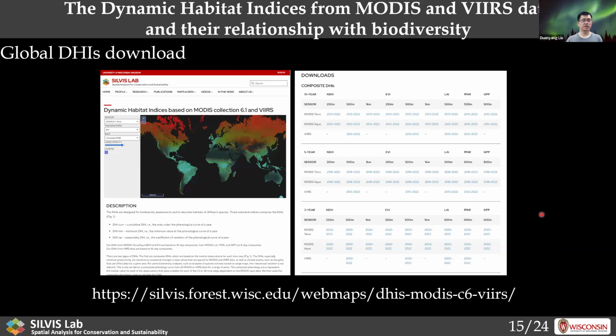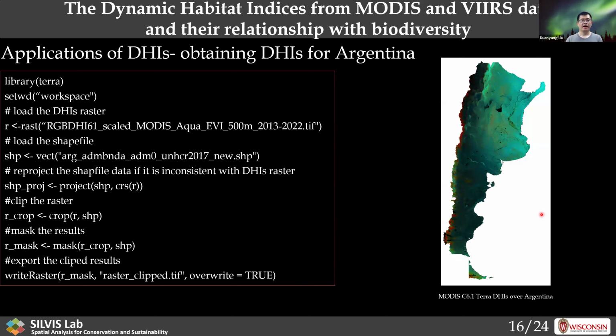And you can find all the DHI products I mentioned on our lab web page. Please feel free to download and apply those DHIs in your research. We plan to regularly update the DHI products, and we encourage more use in research and policy applications. After you download the DHI from our website, you can clip a region of interest from it. And here is a simple example of our script clipping the DHI for Argentina.